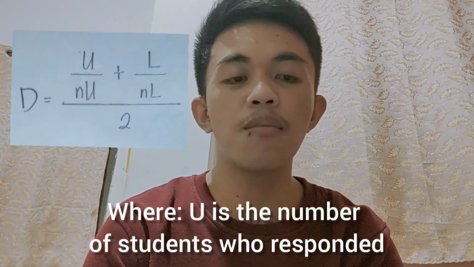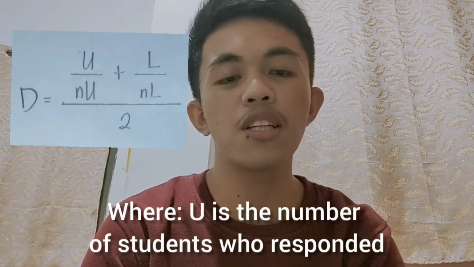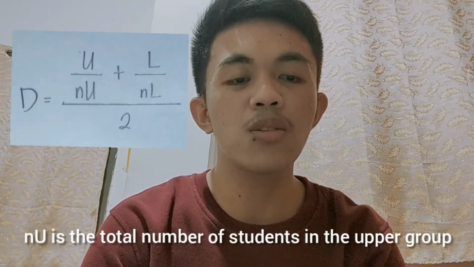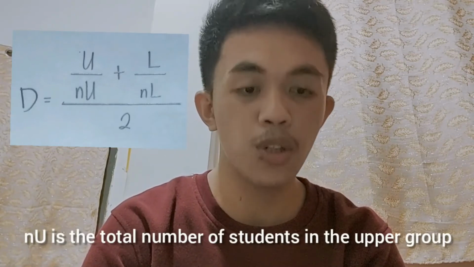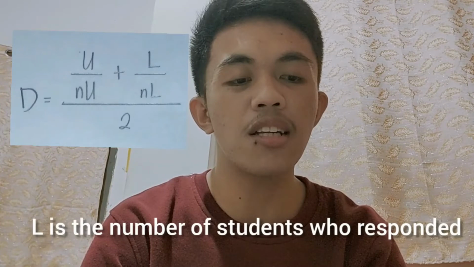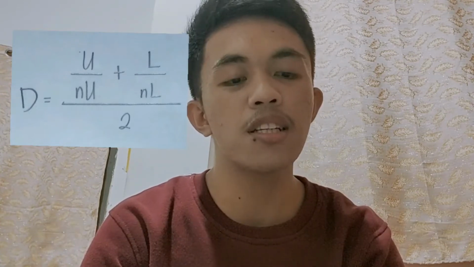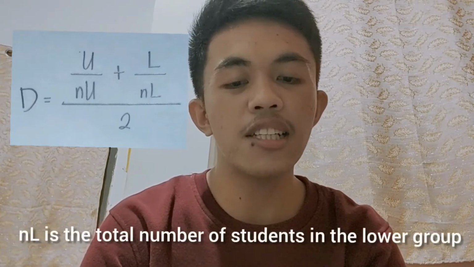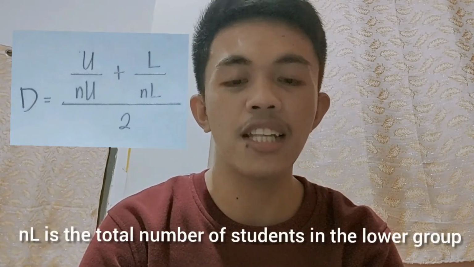After splitting the test papers into high and low group, the next step is to compute the index of difficulty using this formula, where U is the number of students who responded to the item correctly in the upper group, and NU is the total number of students in the upper group. L is the number of students who responded to the item correctly in the lower group, and NL is the total number of students in the lower group.